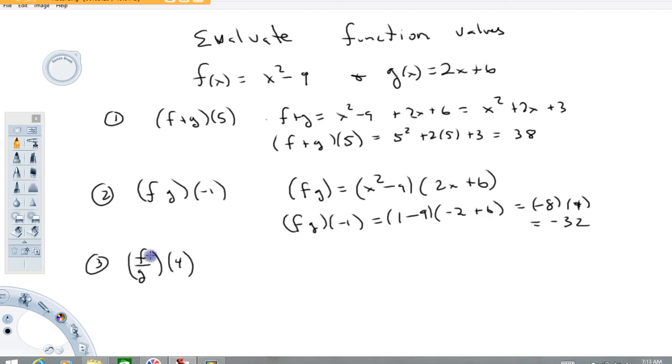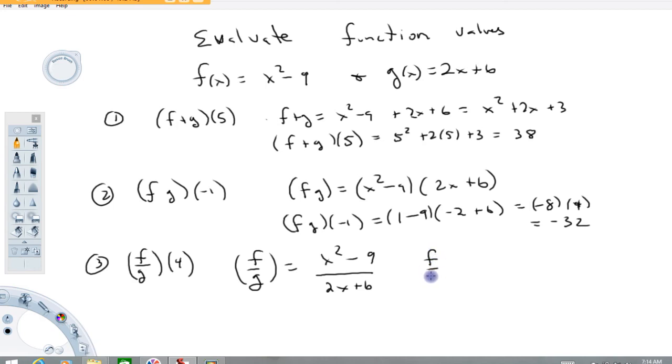All right, let's try this one. f over g of 4. I'm going to start by finding f over g. That's going to equal x squared minus 9 over 2x plus 6. A little note here: this function has potential for a division by 0. A value of negative 3 would give us a 0 on the bottom, so negative 3 is not in the domain of this function. However, this is not evaluated at negative 3, so we're good.